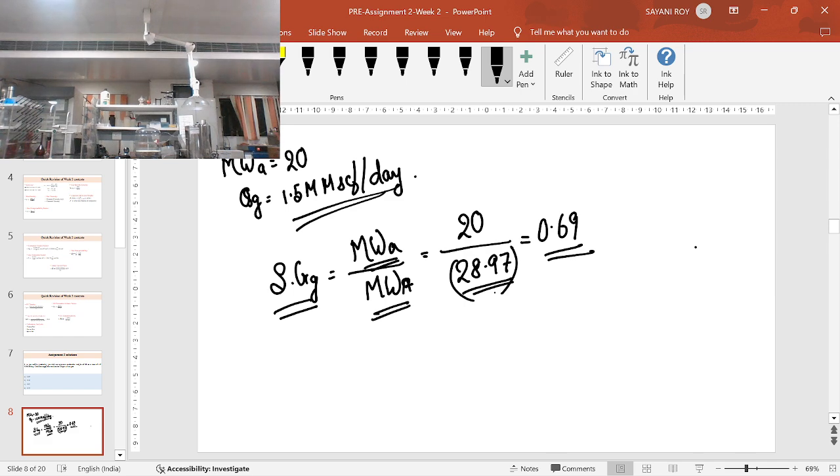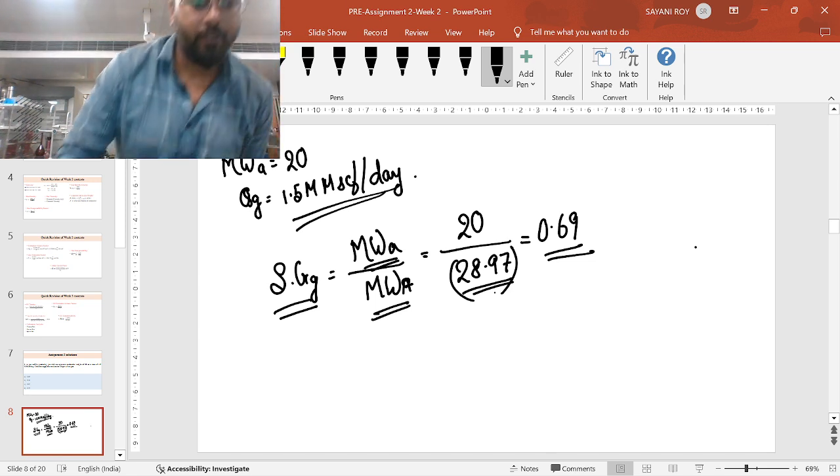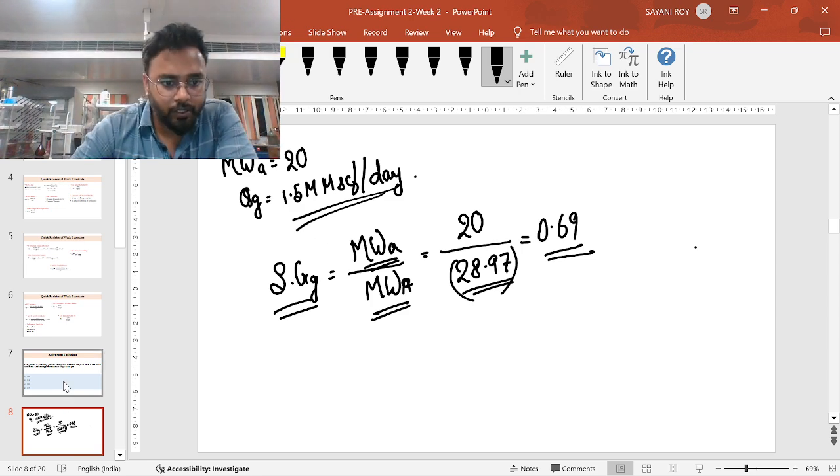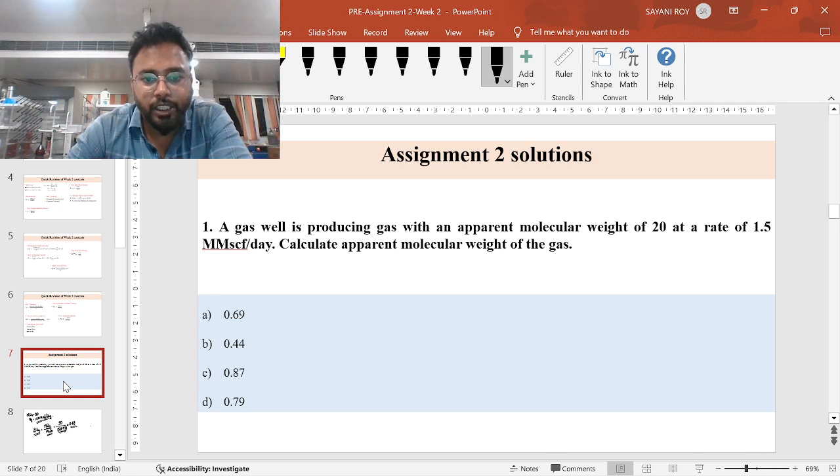Sir, in the question, it was written as calculate the apparent molecular weight. So I think it was wrong. We have to calculate specific gravity, right? Yes.